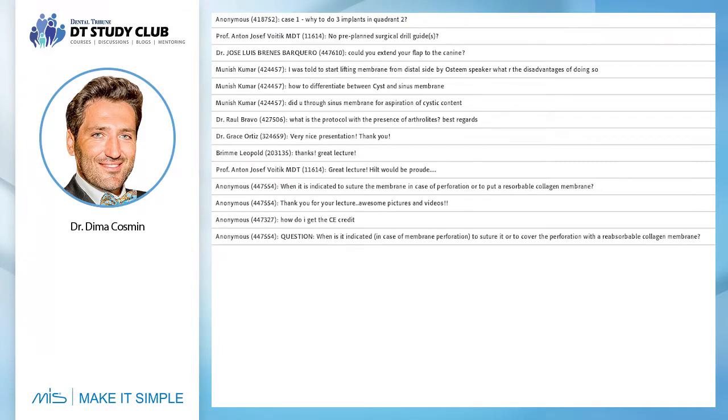How to differentiate between a cyst and the sinus membrane? Yes, you can make the difference because after you take out the liquid from the cyst, you can see the difference in color and even in the texture. So it's not so difficult.